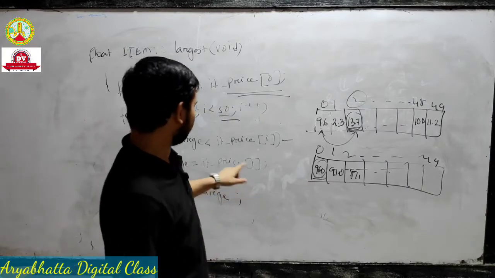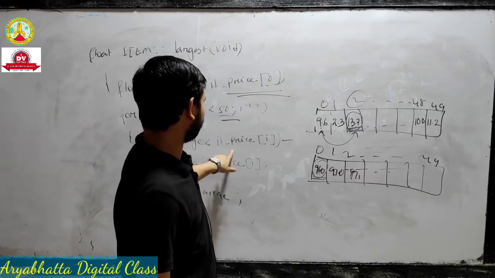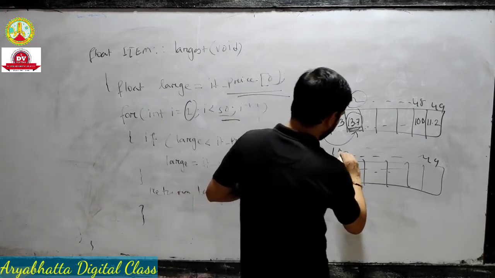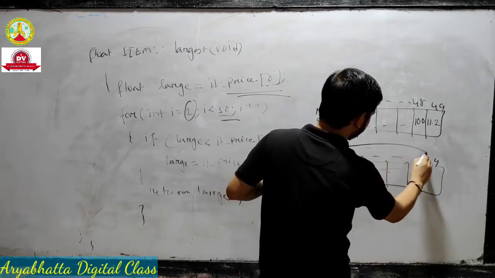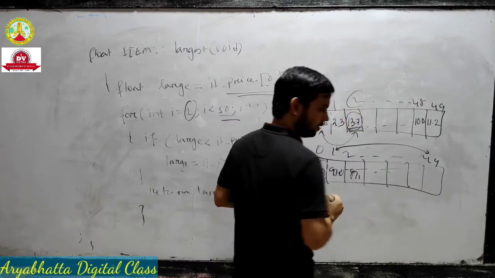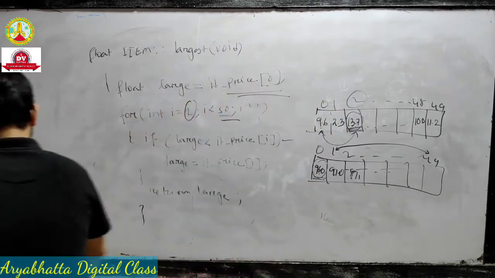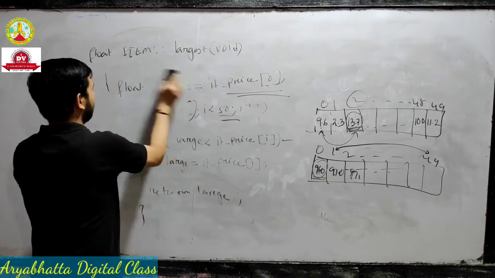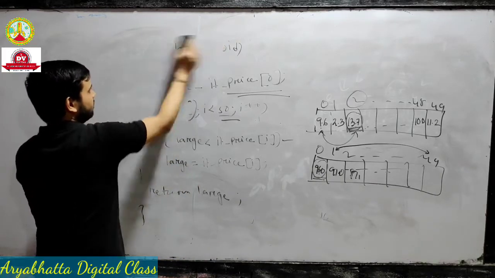First we assume the first value is large, and after that we compare this condition: large less than IT price I. Here I in the loop runs from 1 to 49, not 0 to 49, because we assume the first value is the largest. I hope you understood. This is the second member function.